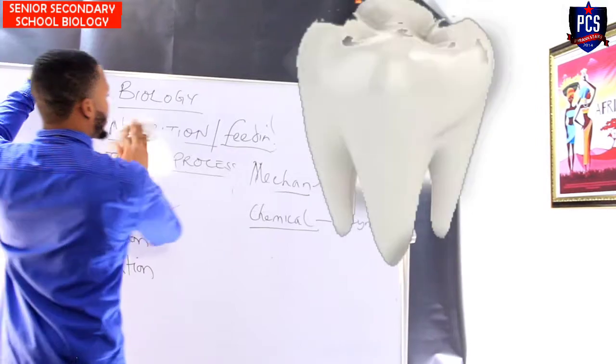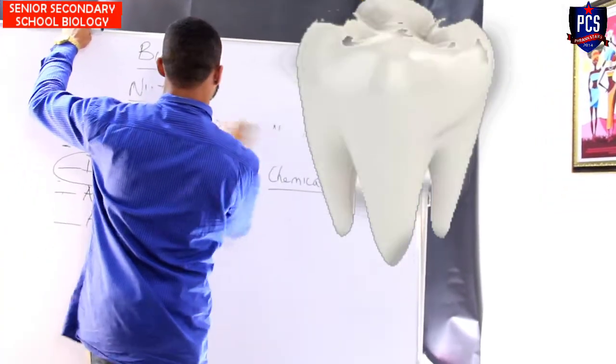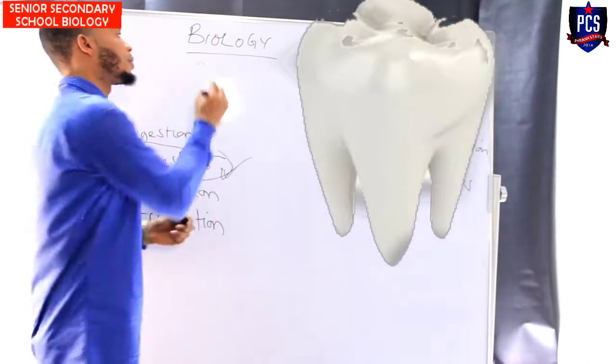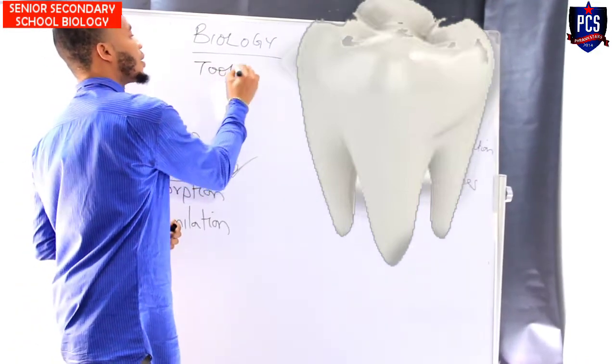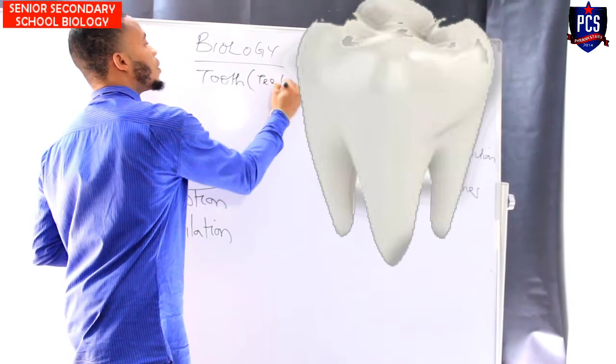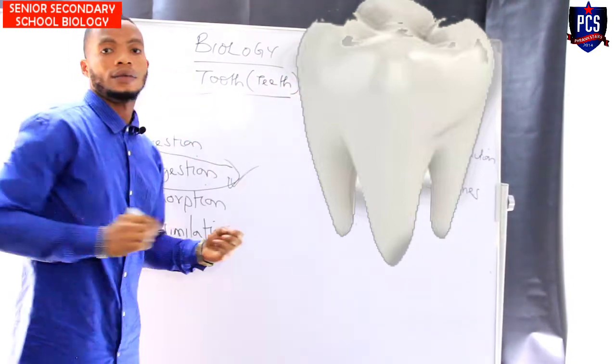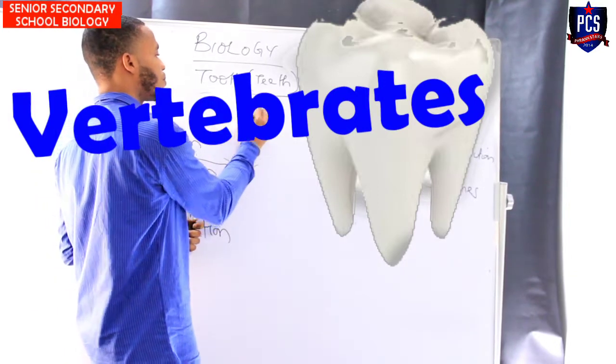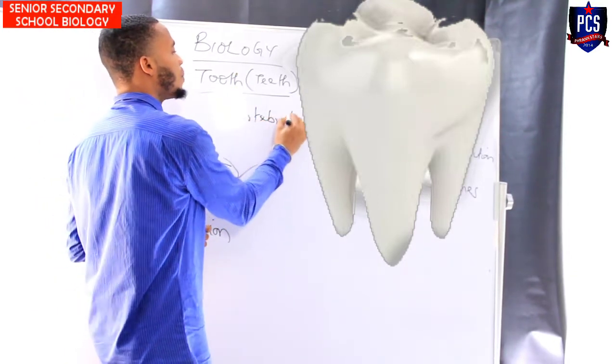The tooth, the plural form is the teeth. The tooth is the hardest organ in the body of a living organism. It is found in all vertebrates. When we talk of vertebrates, what do we talk of? The vertebrates. It is found in all vertebrates.